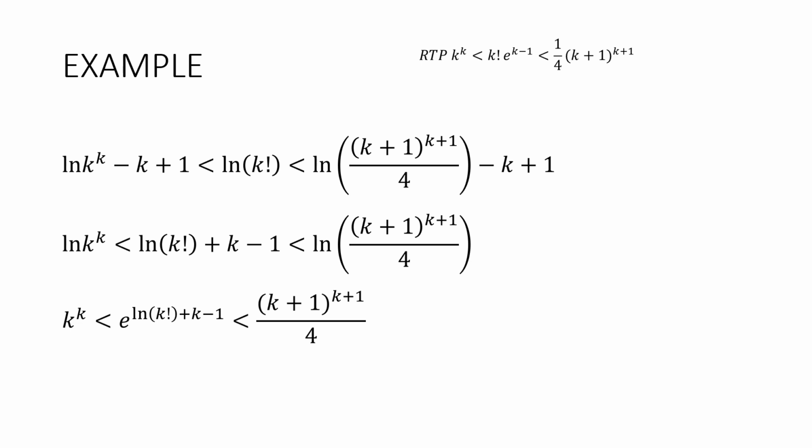Split this up. e to the ln k factorial is k factorial, and that'll be times e to the k minus 1, and we've actually proven it.